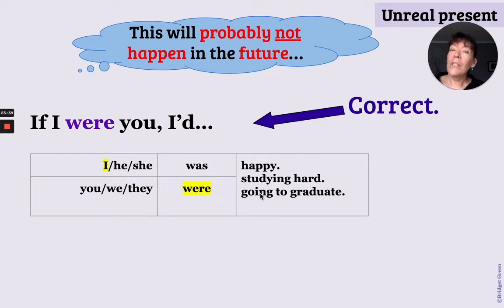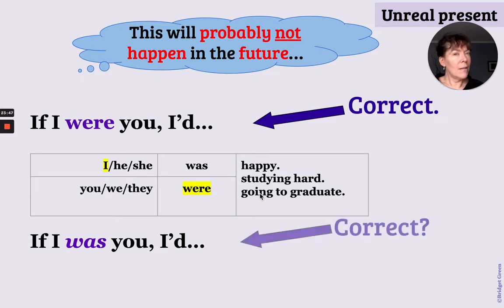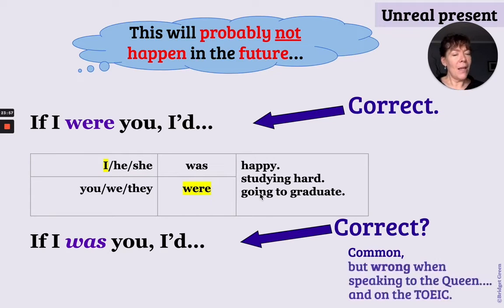Now, English is changing. So, you will hear people say, if I was you. Is that correct? Well, I don't know. It's common. A lot of people say it. But don't say it to the Queen and don't use it on the TOEIC. The TOEIC test always includes something like this. And you have to choose if I were you or if I was you, and was for TOEIC is wrong, although many people say it.